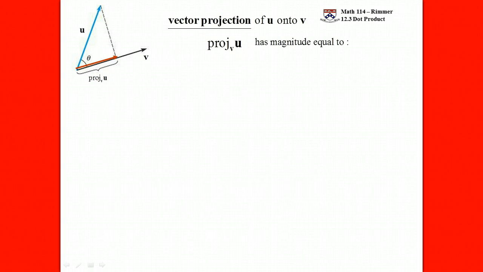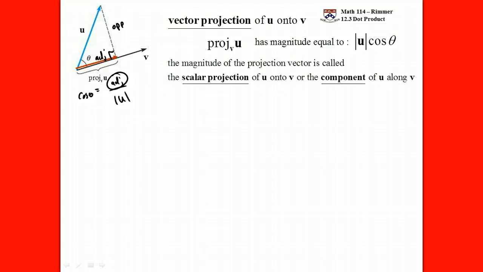The question is, well, how long is it? What's the magnitude of it? We can think about the triangle that's made by these vectors. It's a right triangle, right? This is my opposite side, and this is my adjacent side. So the cosine of theta is equal to the adjacent side over the hypotenuse, which is the magnitude of u. If I want to know how long the adjacent side is, I just multiply by the magnitude of u. So that's how long that vector is.